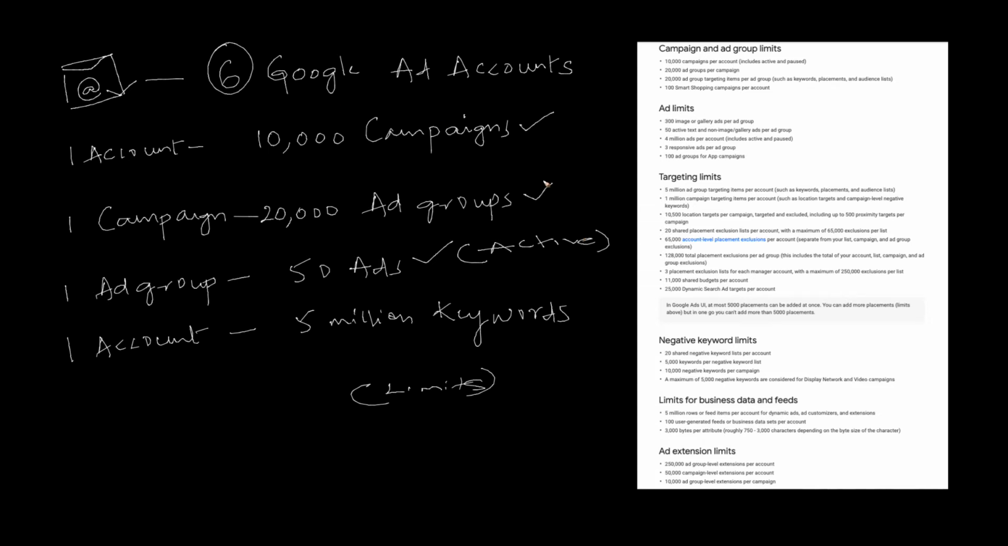And one Google Ads account can have about 5 million keywords. Don't get confused with this. I'm not talking about ad groups, I'm talking about an account. So one account as a whole, including the number of campaigns and ad groups that you have, can have about 5 million keywords, which is huge. You wouldn't need that many keywords anyway. Now these are the account limits.